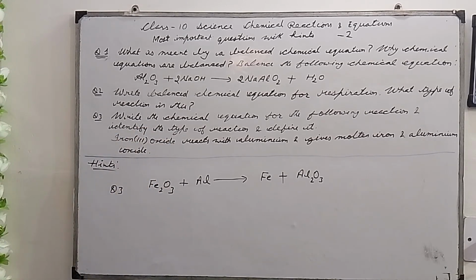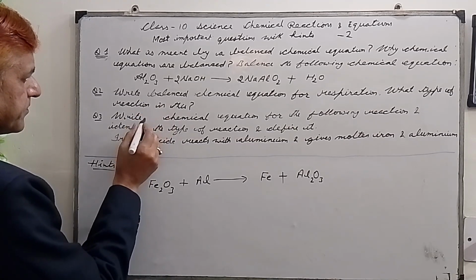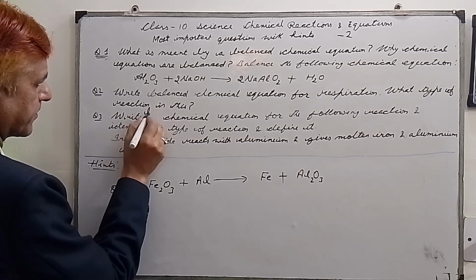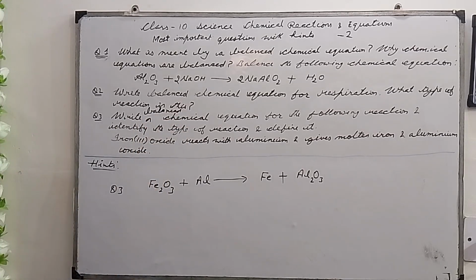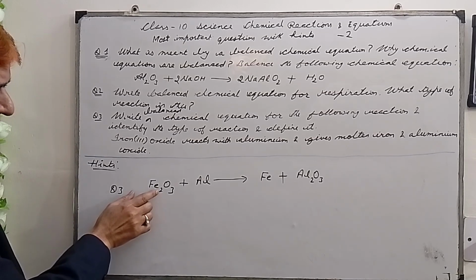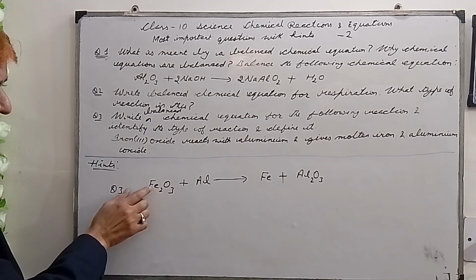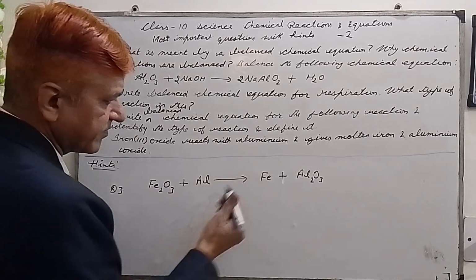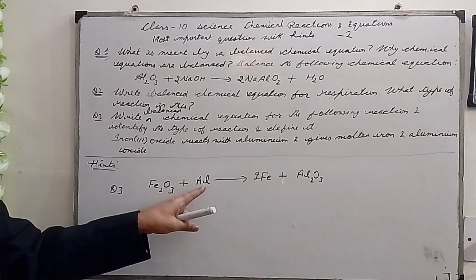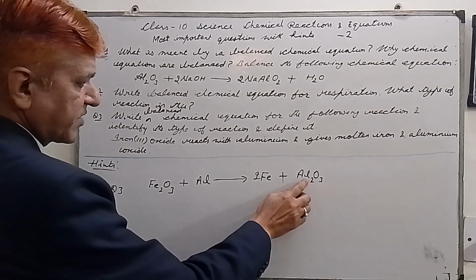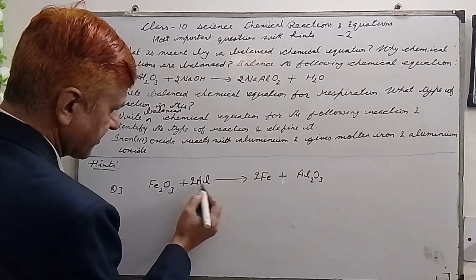Write the balanced chemical equation. So now we will balance this equation. Iron, how many iron atoms? Two atoms of iron in reactants, and here 1 atom of iron, so we will multiply this by 2. So iron is balanced. Now aluminium, 2 atoms of aluminium, here 1, so we will multiply this by 2.